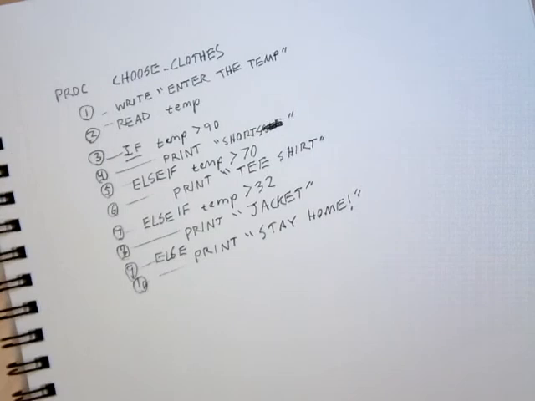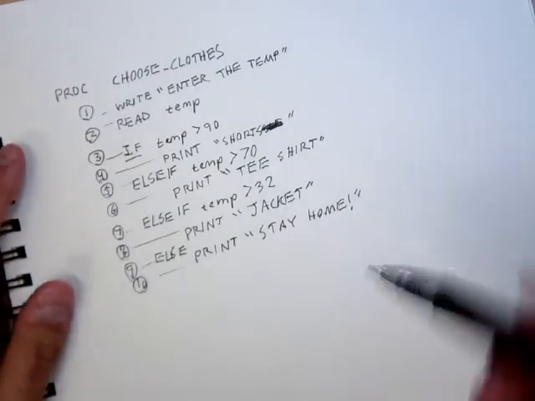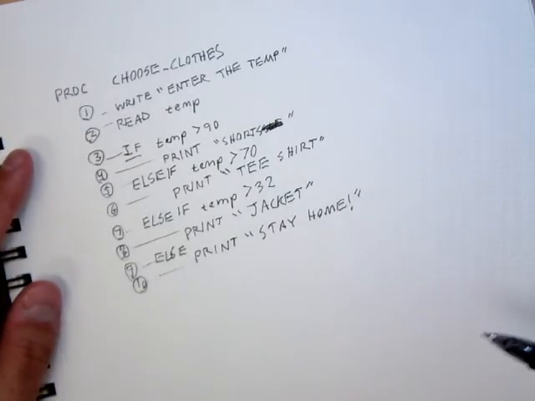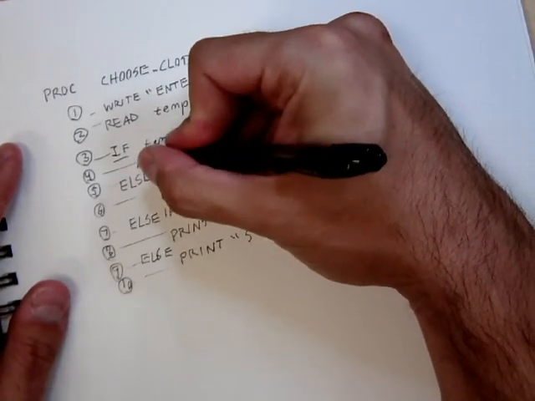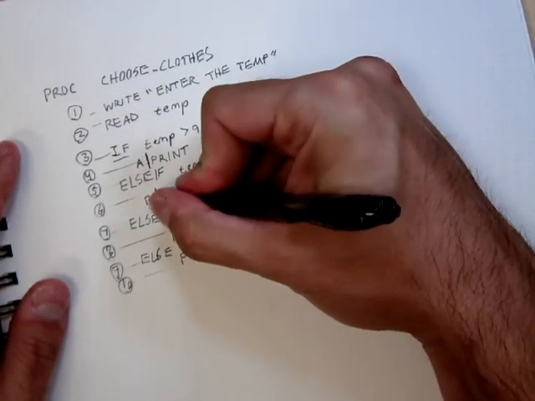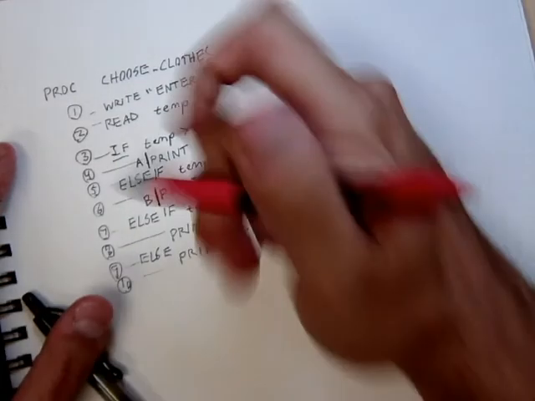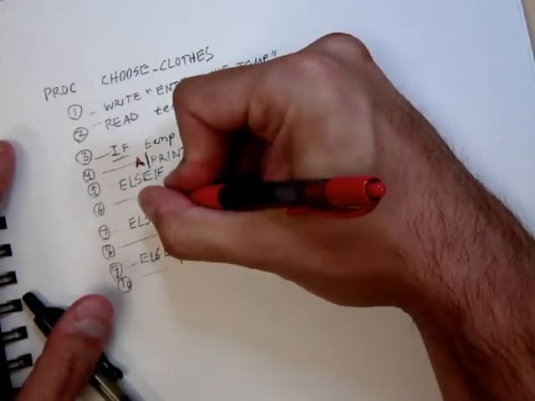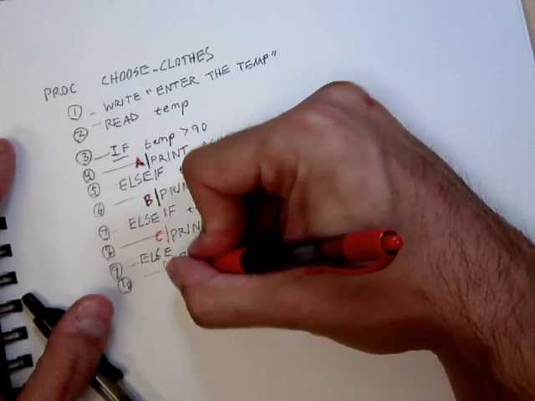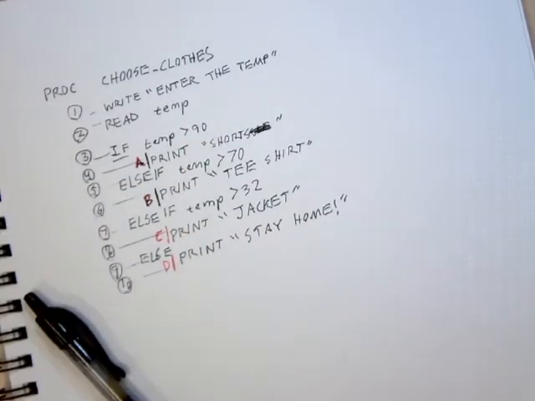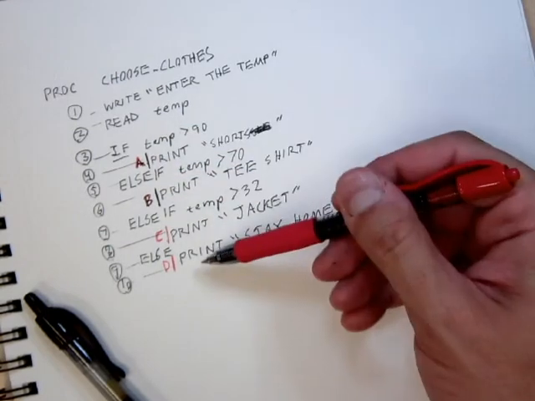So we get this pseudocode, and I think I did a flowchart as well, and the idea is you're either going to do option A, option B, option C, or option D. You're only going to select one of those only.